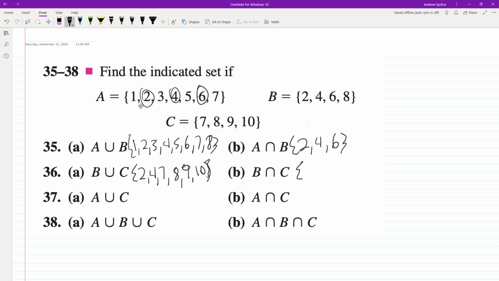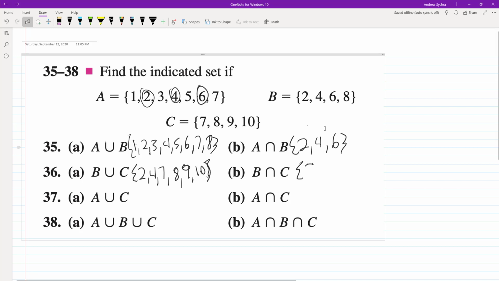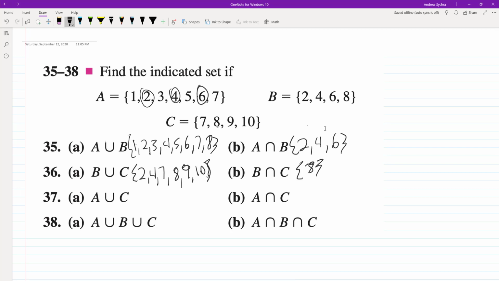And what about B? What overlaps for B and C? So we'll have 2, not 2, sorry. It's going to be 2, 2, 4, 6. You know what? I think it's none of them. Or am I wrong? Oh, it's 8. See, only 8 shares them. Okay. All right. 37, A and C.